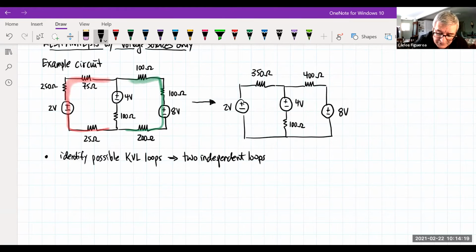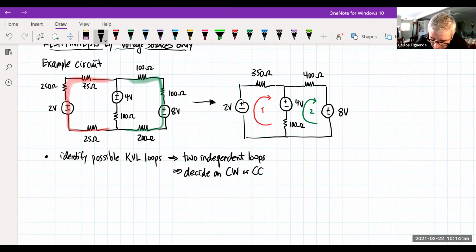Well, typically the way I choose them is that I just pick them kind of randomly. I'm going to pick this as one of my KVL loops, and I'm going to call that loop 1. And then I'm going to pick a second loop, which looks like this, loop 2. So I have 2 independent loops. And then I have to decide on clockwise or counterclockwise. And in this case, I chose clockwise.